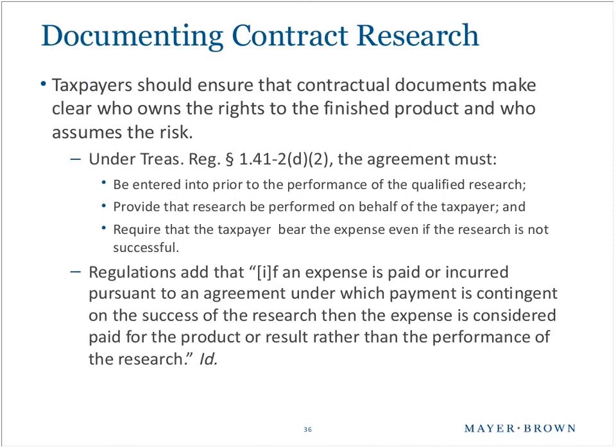First is that the documentation or the agreement must be entered into prior to the performance of the research. It should provide that the research is being performed on behalf of the taxpayer, and that the agreement should require the taxpayer to bear the expenses even if the research is not successful. And the regulations go on to add that if the payment is contingent on the success of that research, then the payment is actually for the product itself rather than the performance of the research. And so that goes back to the assumption of risk issue.